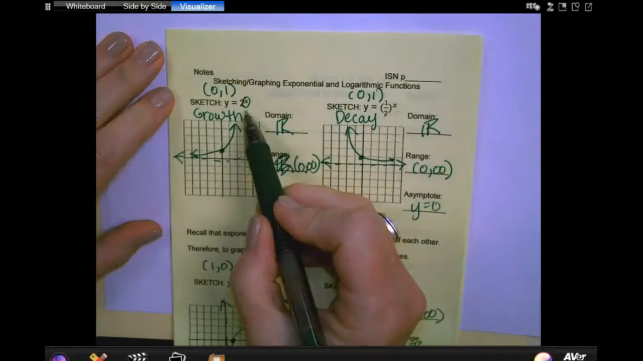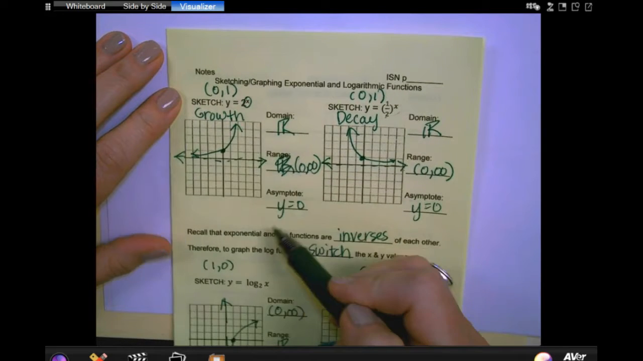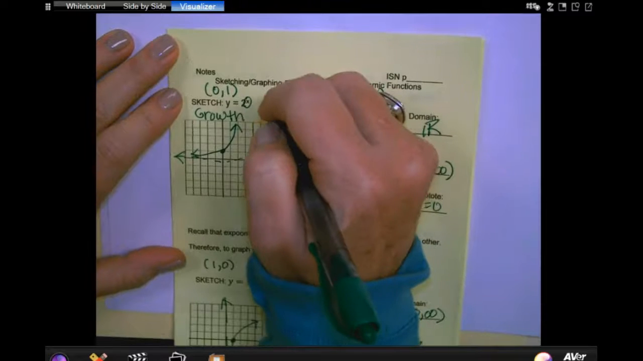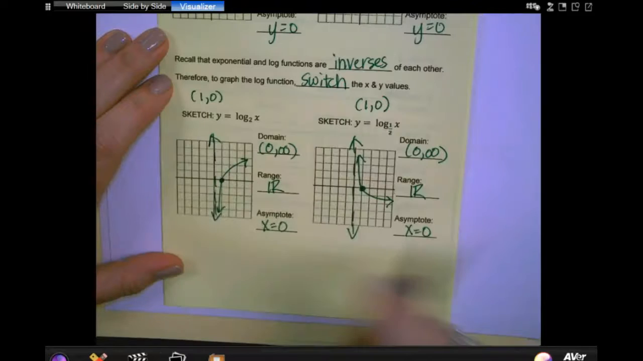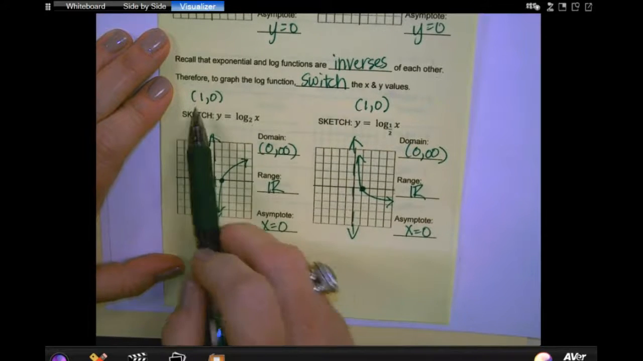does it matter if the base is 5? No. The point is always still 0, 1, right? If the parent function is y equals e to the x, it's still 0, 1. It doesn't matter what the base is. It's always 0, 1. And the same works for this. The log base 2 always is 1, 0.